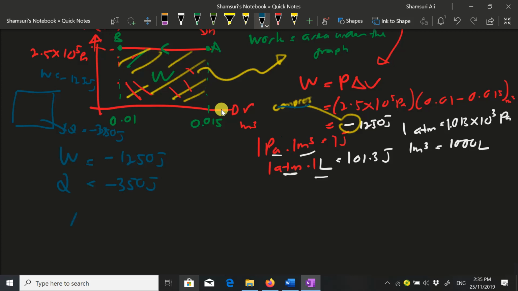Then we can use ΔU = Q minus W, so our Q is minus 350 joule, and then we have minus of minus 1250, which is plus 1250 joule. So what we get is about 900 joule. So this is the change of energy.